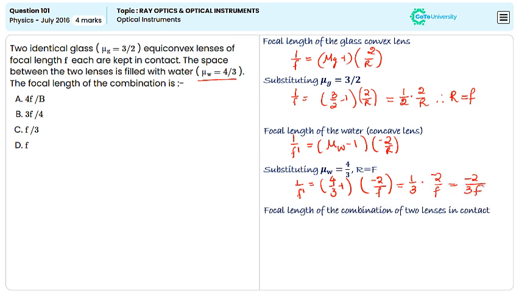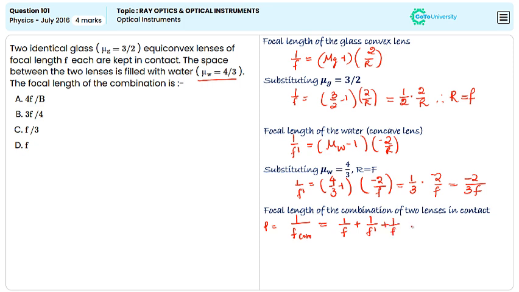The power of the combination is the sum of the powers of the individual lenses. The power p of a lens is given by p is equal to 1 by f. So, the total power of the combination can be given by p is equal to 1 by f of the combination, which is equal to 1 by f plus 1 by f dash plus 1 by f.